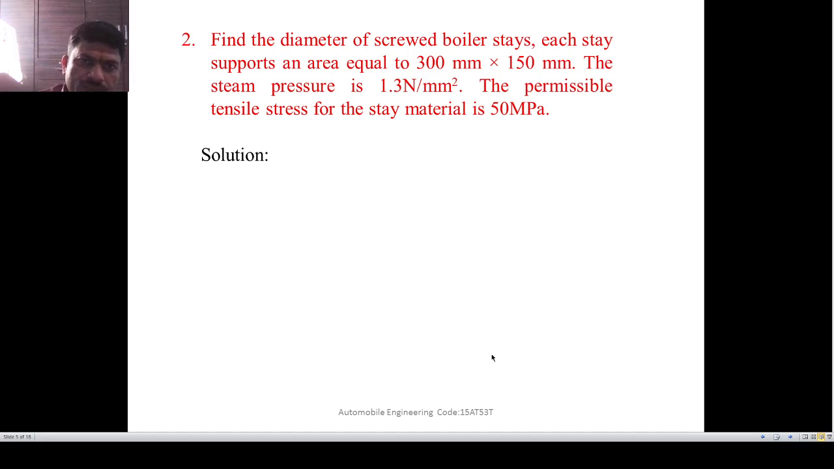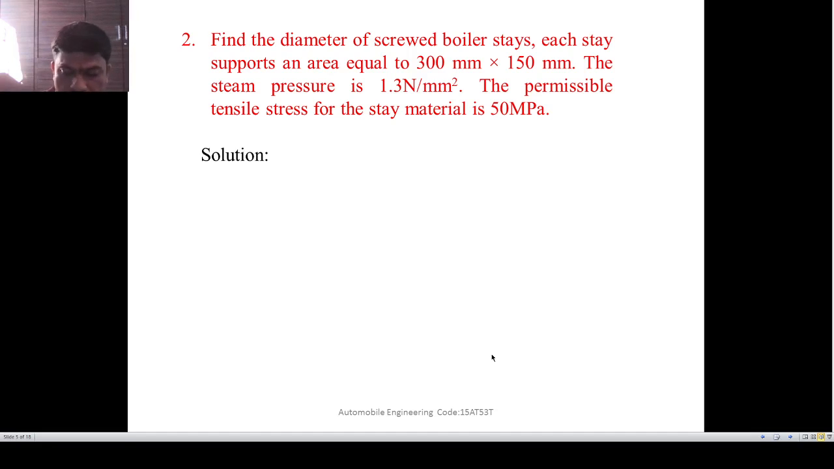Each stay supports an area equal to 300 mm by 150 mm. The steam pressure is 1.3 Newton per mm square. The permissible tensile stress for the stay material is 50 megapascal. So once again, this is a similar problem to the one we solved in the previous session. It is similar to that only.